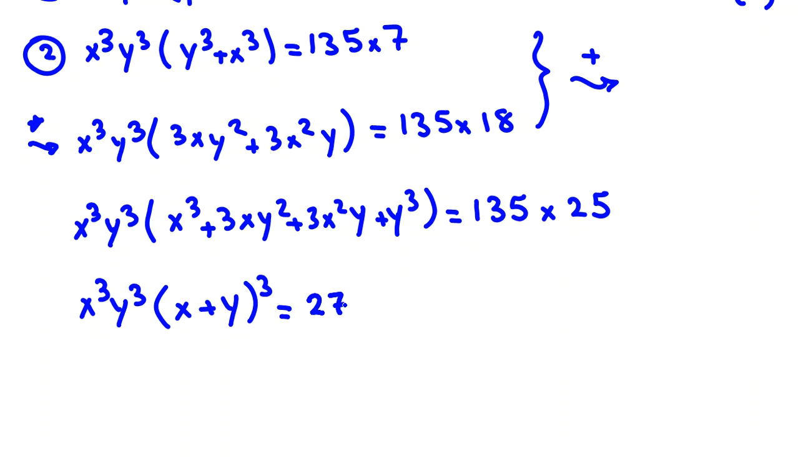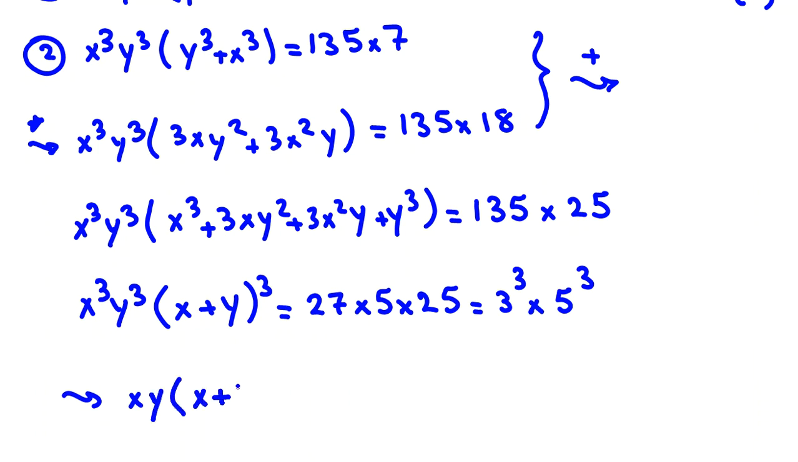135 is what? 27 times 5 times 25. 27 is 3 cubed. 5 times 25 is also 5 cubed. So we can raise both sides to the power of 1/3. So it will be xy times x plus y equal to 3 times 5 equal to 15. That's so much good. Xy times x plus y equal to 15.